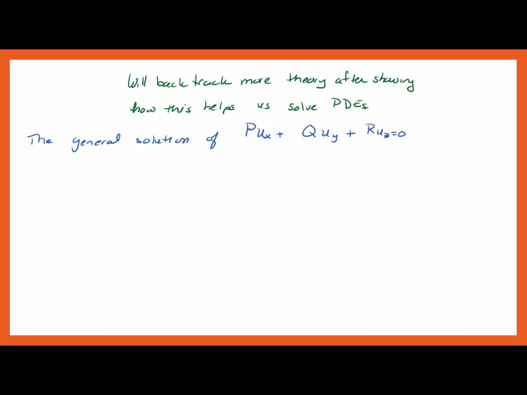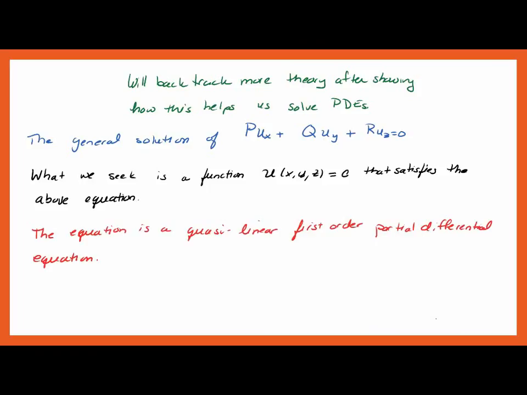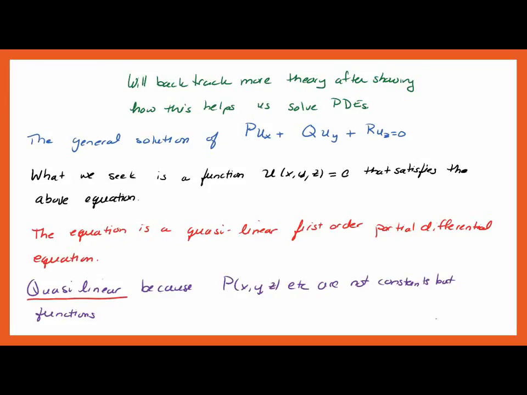So what he's trying to tell you is that the general solution of this guy is what we're looking for. And what we're going to seek is a function that is equal to a constant, a level surface that satisfies that above equation. And the equation that we're going to start out with is a quasi-linear first order partial differential equation. So you're getting the solution method to that equation. And we call it quasi-linear because if these were all constants out in front, then it would be completely linear. But because these guys are functions out in front of the ux and uy and uz, we call it quasi-linear. And it's first order because all the derivatives are only first derivatives.